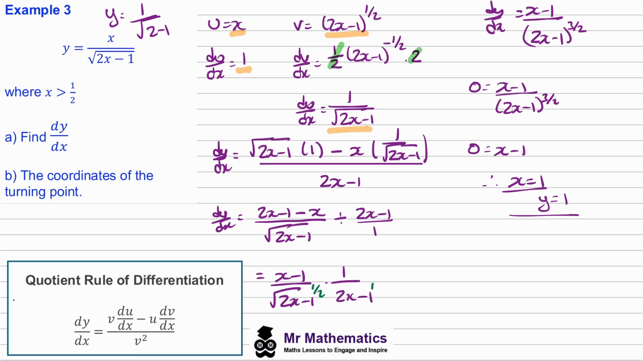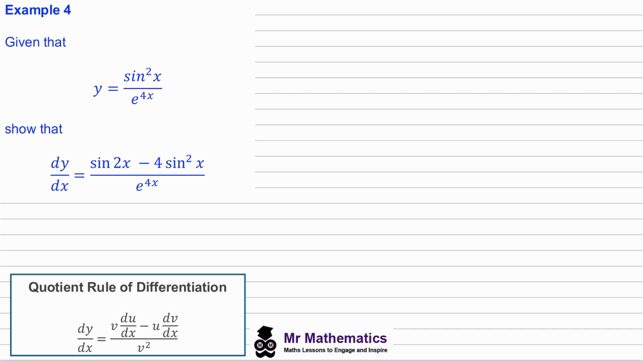Let's try one more question. So in example 4, we're given this equation for y, and we need to show that this is dy by dx. So do you want to give this question a go yourself? Okay, so if we let u equal sine squared x, then du by dx, using the chain rule, will be 2 sine x multiplied by the derivative of sine, so cos x. The v term is e to the 4x, so the dv term will be 4e to the 4x.